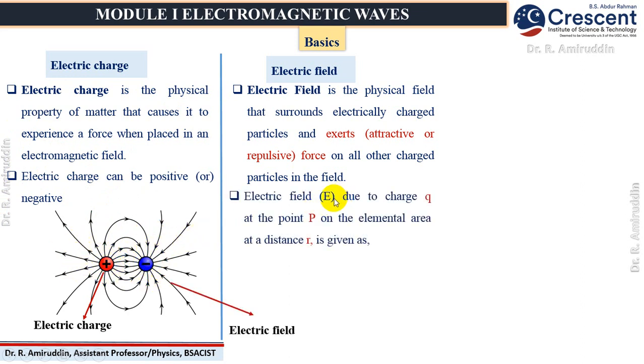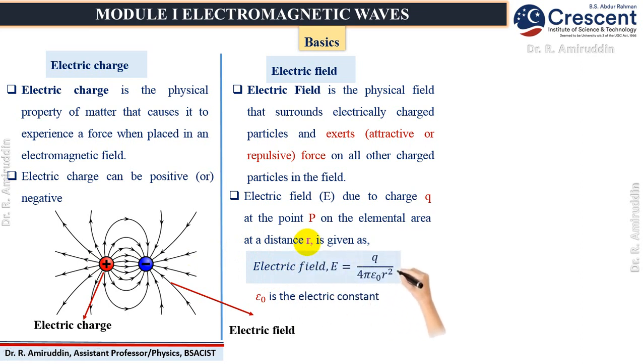The electric field capital E due to charge Q, when it is placed at point P on an element area at a particular distance r, is given as E equals Q divided by 4 pi epsilon naught r squared, where epsilon naught is the electric constant. This relation we should have studied in our lower classes.